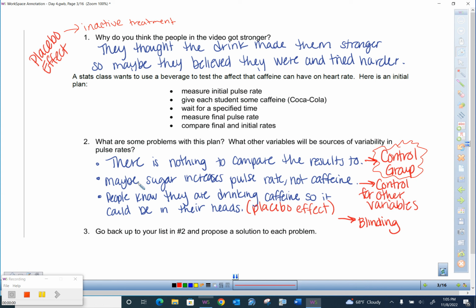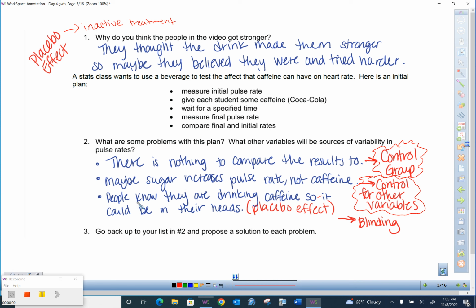And then caffeine may not be the only thing that affects heart rate. Sugar could increase pulse rate, not the caffeine. So we're going to watch for any other variables. You may have listed some other options that talked about heart rate, maybe what their starting heart rate was, maybe if they were sitting, standing, things like that. So we're going to control for other variables if we can.